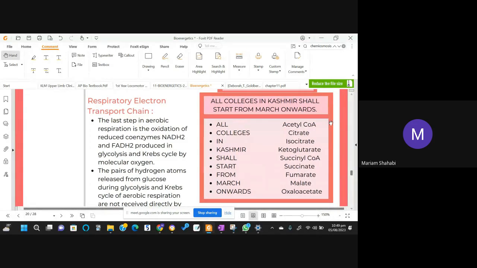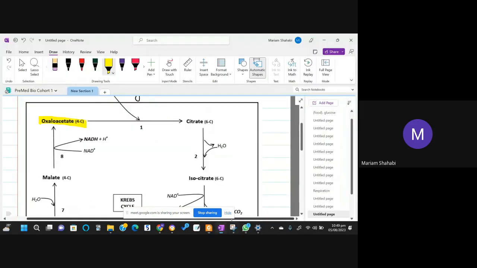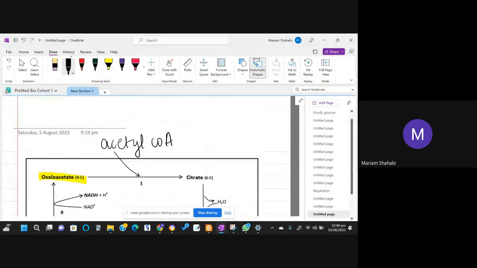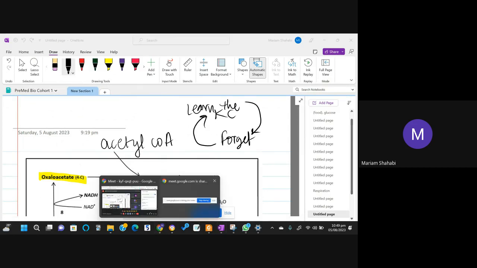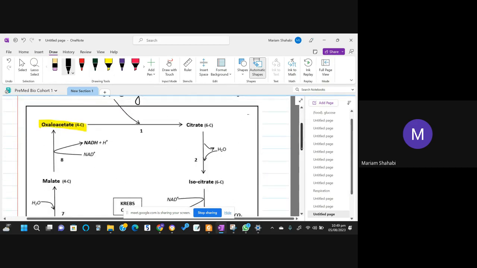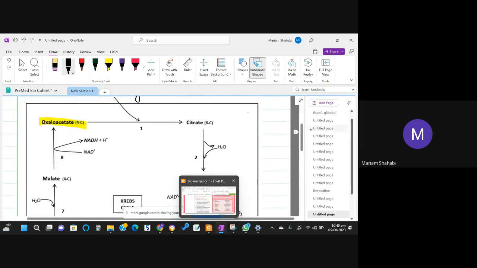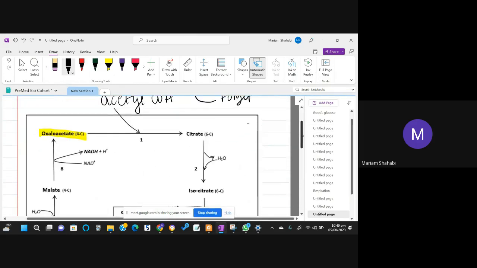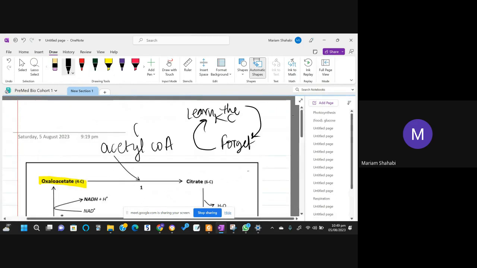Now the thing with the Krebs cycle is that it is a cycle, and this cycle is actually the cycle of forgetting. You learn the Krebs cycle and then you forget it, and then you learn the Krebs cycle and then you forget it. So that's why you need the mnemonic, otherwise you will not be able to remember it. So: all colleges in Kashmir shall start from March onwards. We start from that. All colleges, acetyl-CoA.